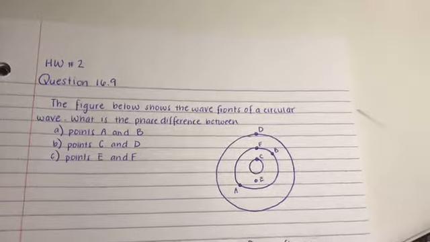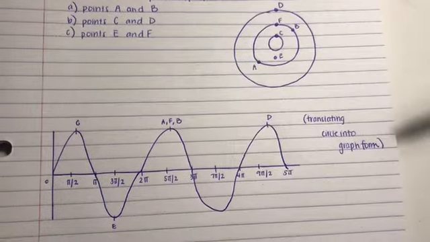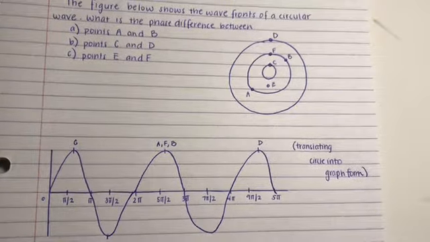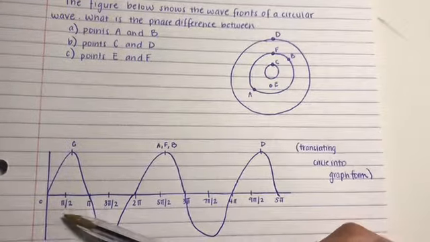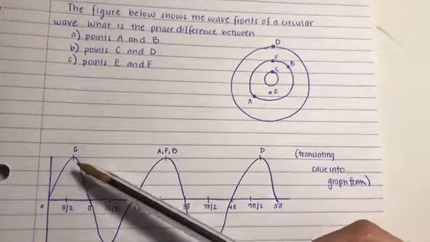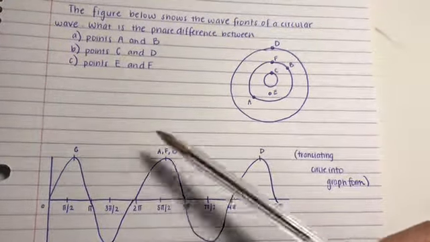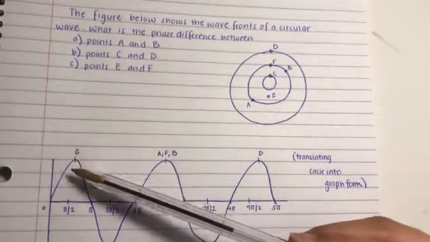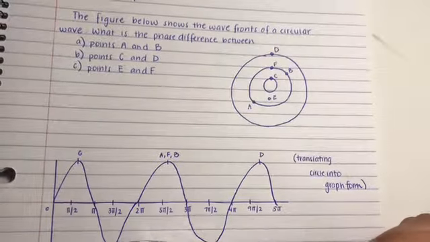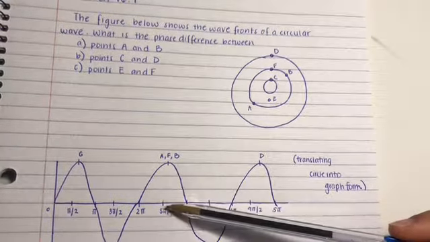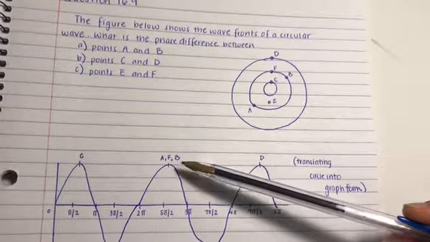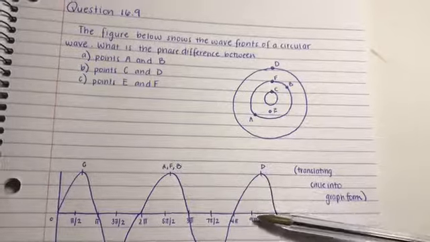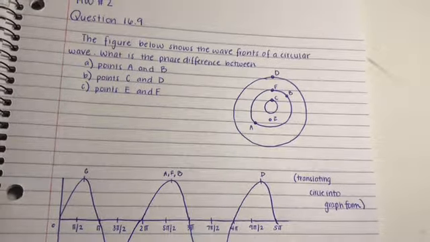So I translated the circle into a graph form just because it's easier for me to see. So in this case, I made a graph and labeled the crests and the troughs. So I did C as pi over 2, E as 3 pi over 2, 5 pi over 2 would be A, F, and B because they're all in the same wavefront, and then D is 9 pi over 2.